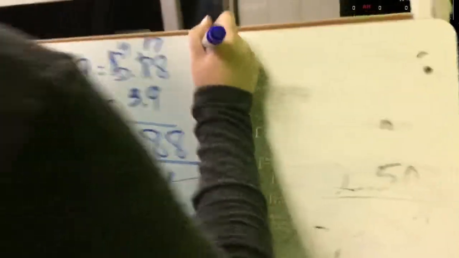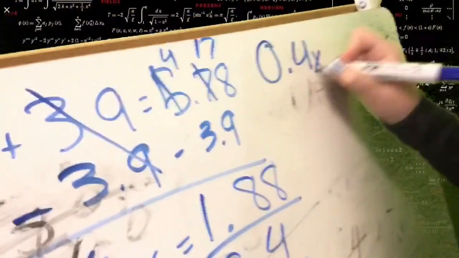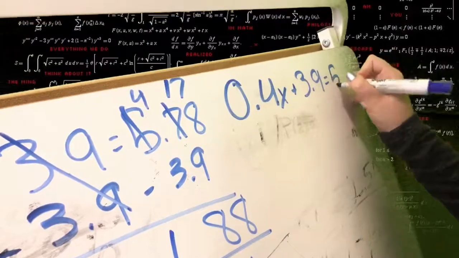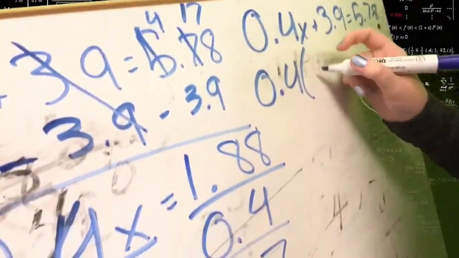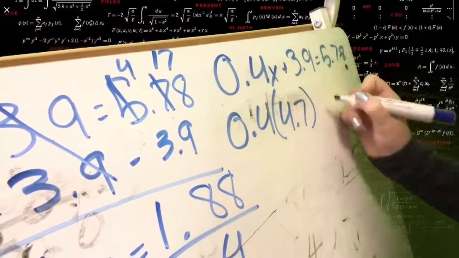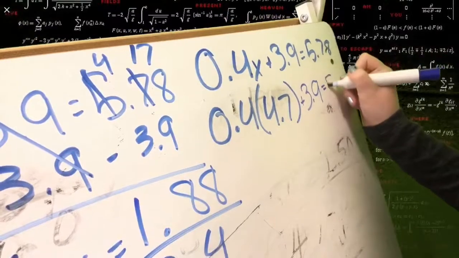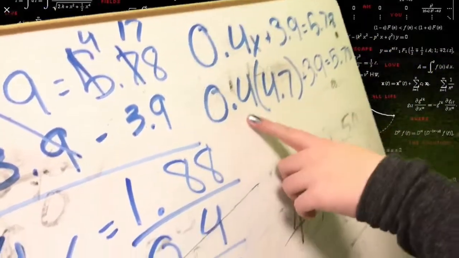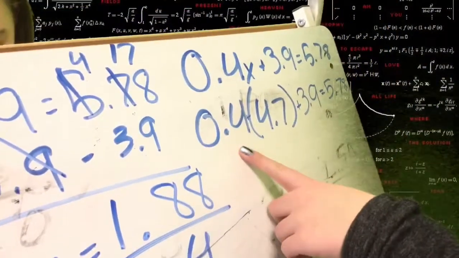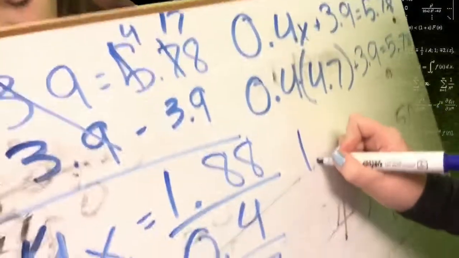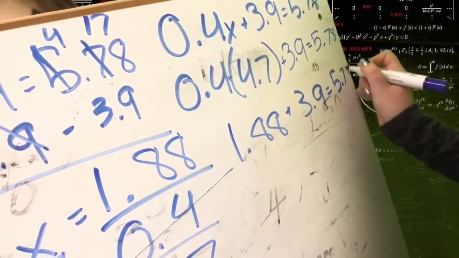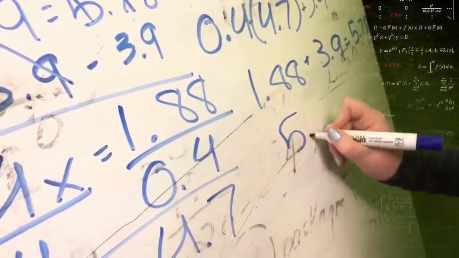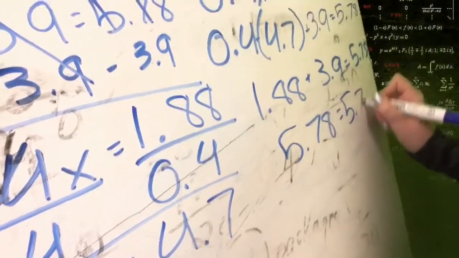Now we're going to check. So to start, you would write the problem again. Once you're done with that, you substitute the variable with the answer that we got here. And then 0.4 times 4.7 is 1.88, plus 3.9 equals 5.78. So here you would take this, since it's being added, you would add 1.88 and 3.9, and you would get 5.78 equals 5.78, and you have your answer. This helps make sure that your answer is correct.